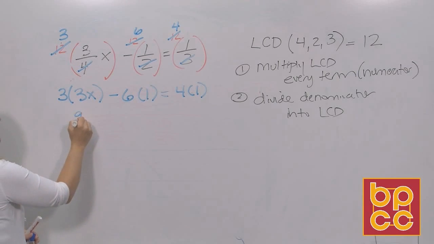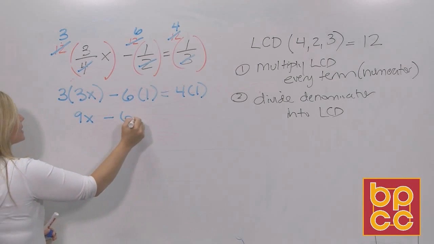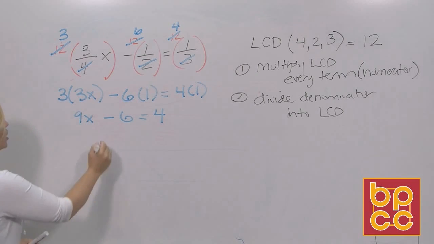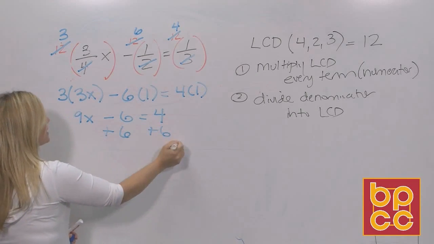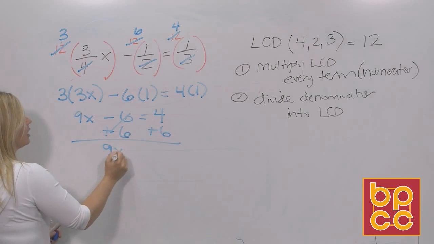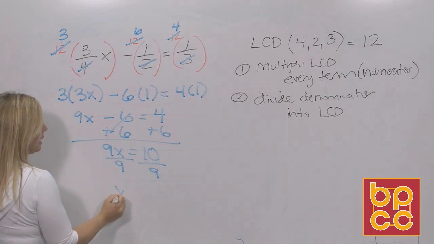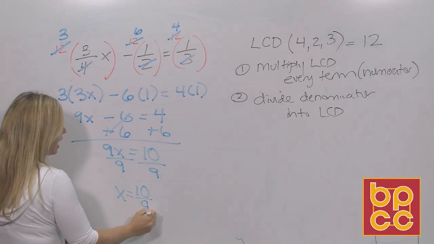So now if you multiply, you got 9x minus 6 equals 4. If you look very closely, guys, this is no longer an equation with fractions. It's a nice linear equation that you all know how to solve. You add 6, 9x equals 10. You divide by 9, and x equals 10/9, which is a fraction.